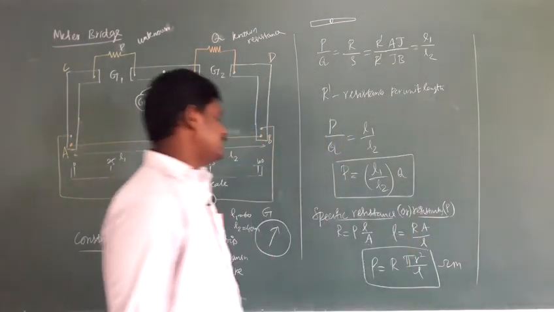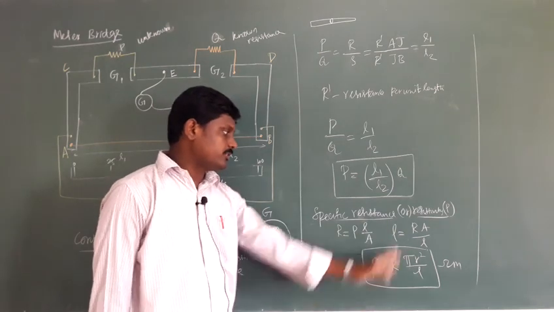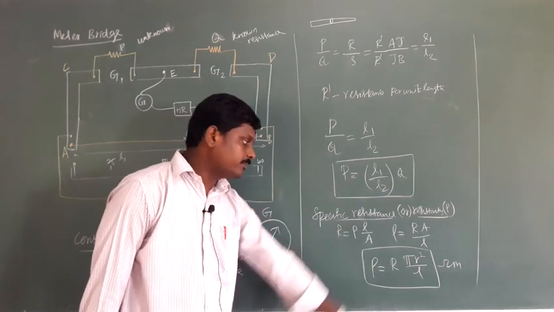Resistance R is directly proportional to L by A. Just rearranging, rho is equal to RA by L, where A is pi r squared, so rho is equal to R pi r squared by L.